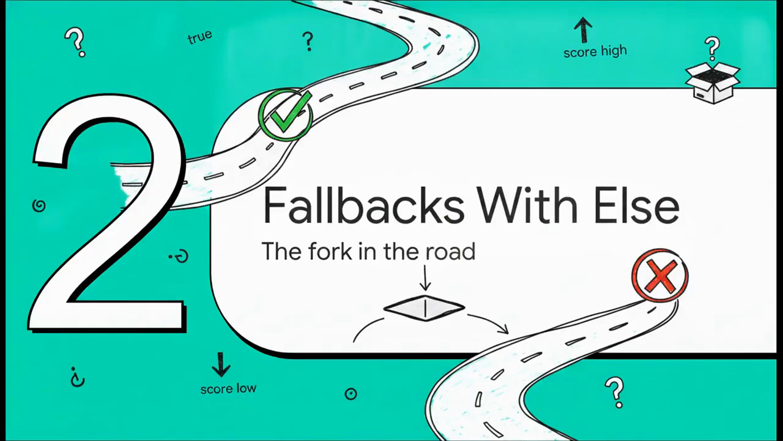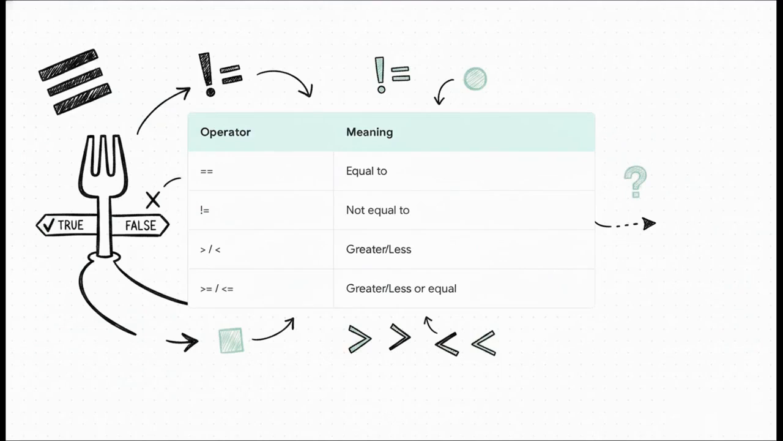Section 2. Adding fallbacks with else. The fork in the road. But what happens if the score isn't high enough? We can't just leave our program hanging. To create a fork in the road, we first use comparison operators to ask those true or false questions. A double equals checks if values are identical, an exclamation mark and an equals checks if they are not equal, and of course, we have our standard greater than and less than symbols. These operators are literally the building blocks of your conditions.